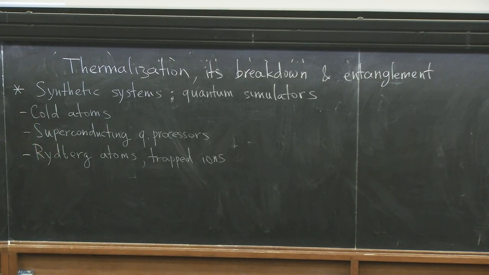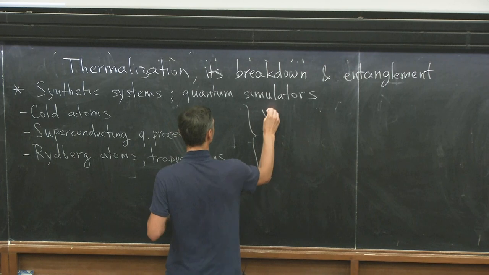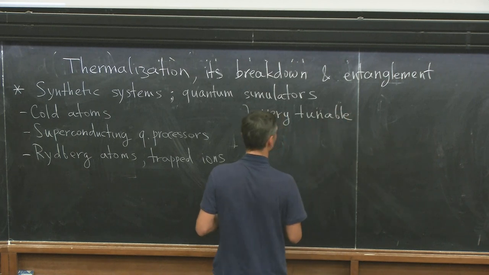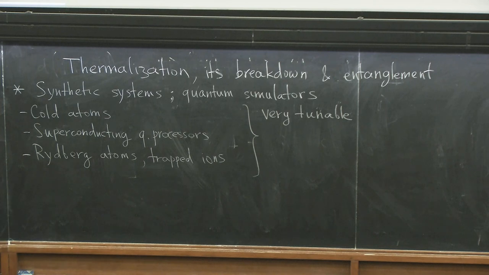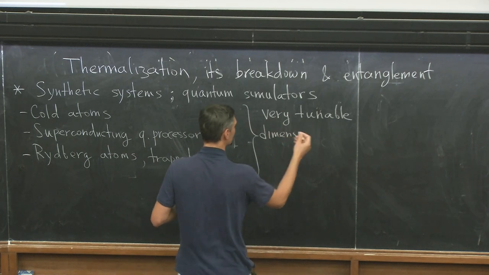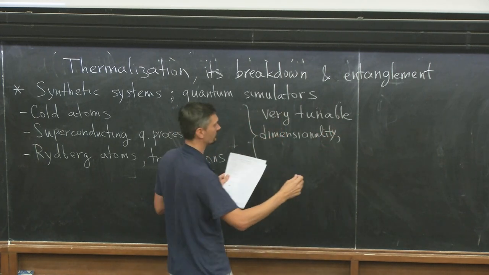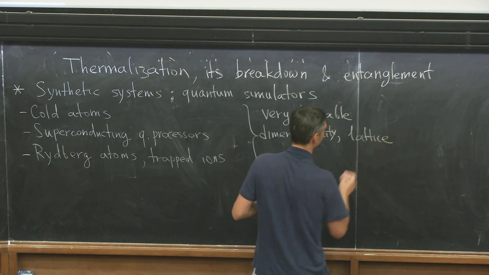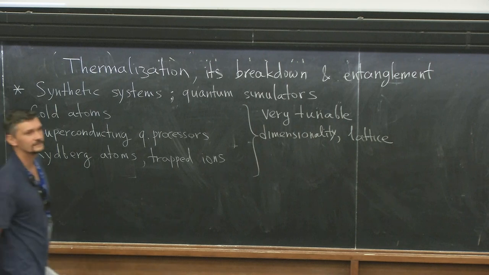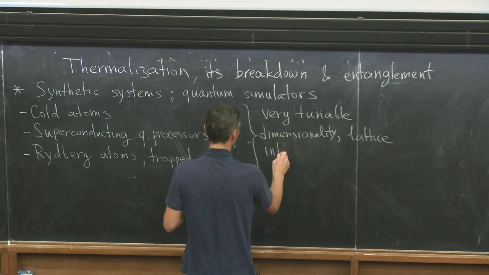And these systems, the great thing about them is that they're very tunable. So for example, if we think about systems of ultra-cold atoms in optical lattices, you can control their dimensionality. So you can make a one-dimensional system or two-dimensional systems. You can control the lattice, for example, there have been very nice experiments in a slightly different context, realizing honeycomb lattices and the Haldane model on a honeycomb lattice. So you can tune hopping and interactions.